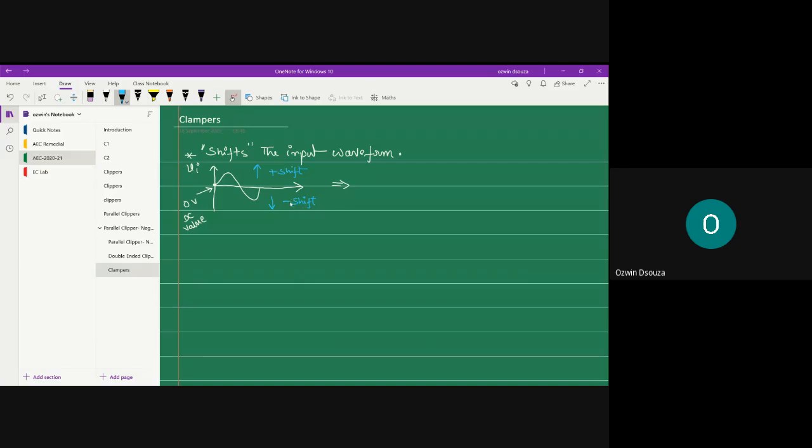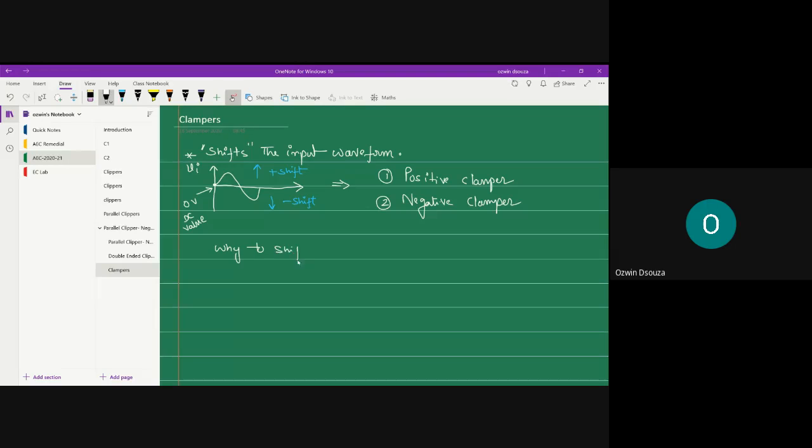Negative shift. So accordingly, in the beginning I said clampers are meant for shifting the waveform. One can shift the waveform in the positive direction or in the negative direction. So in clampers, there are two types. Can you guess? A positive clamper, and a negative clamper.